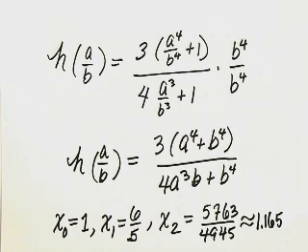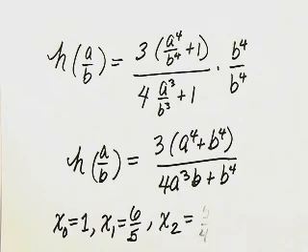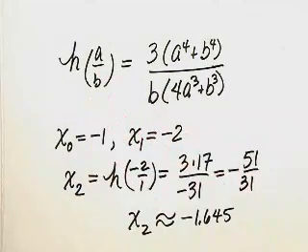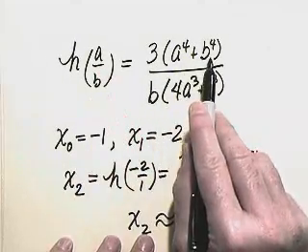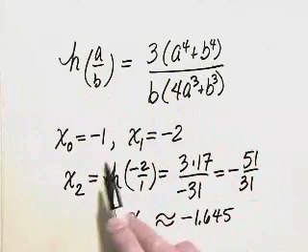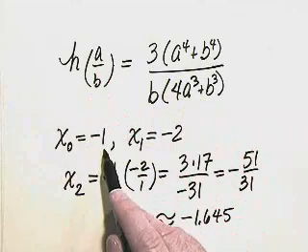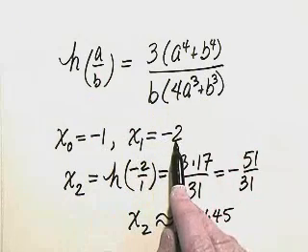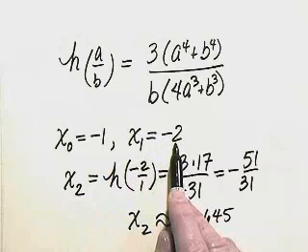Now let's look at what happens when we take x naught to be negative 1. Again, h of a over b is 3a to the fourth plus b to the fourth divided by b times the quantity 4a cubed plus b cubed. So now we take x naught equal to negative 1, and then we find easily that x1, the second step, is negative 2 as before.